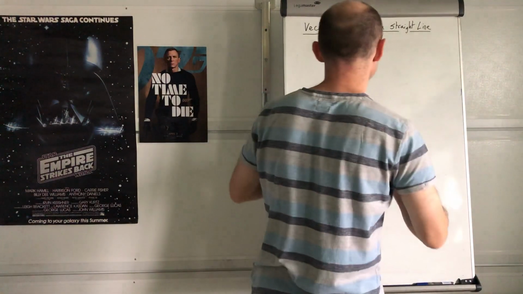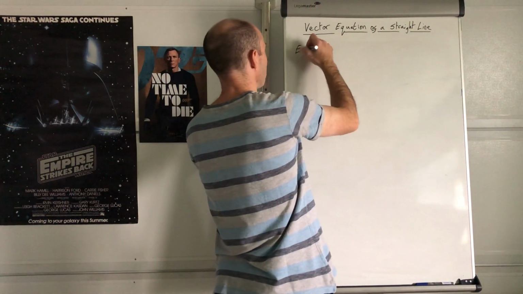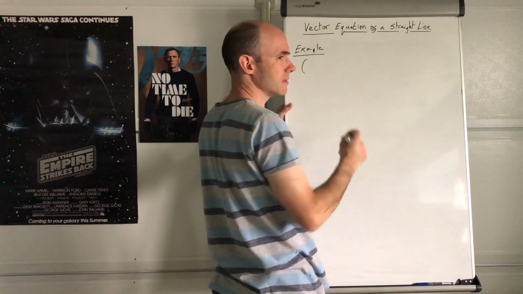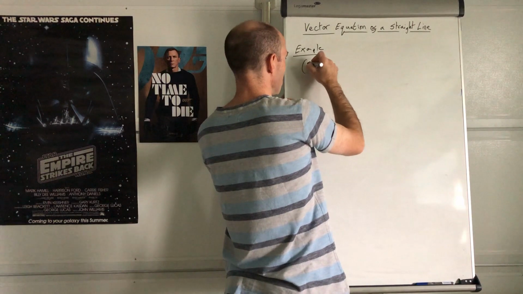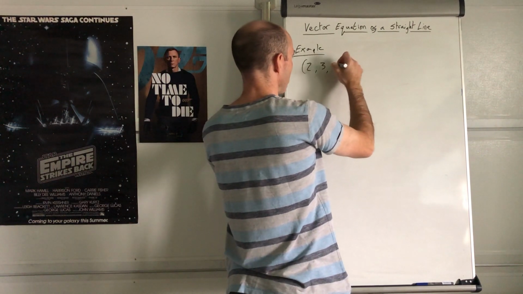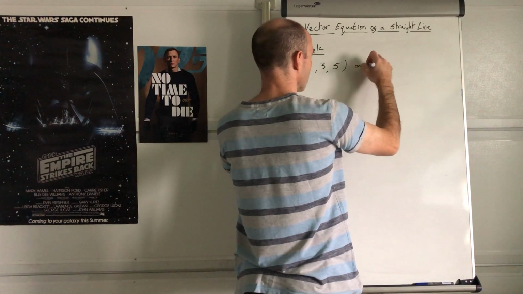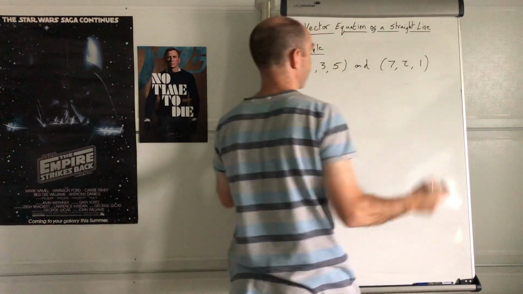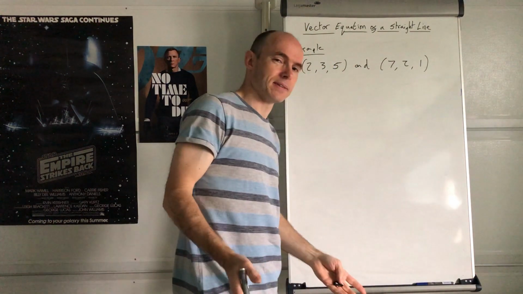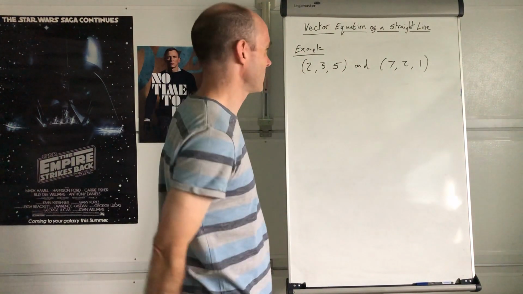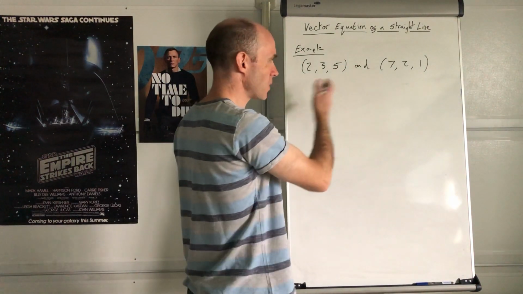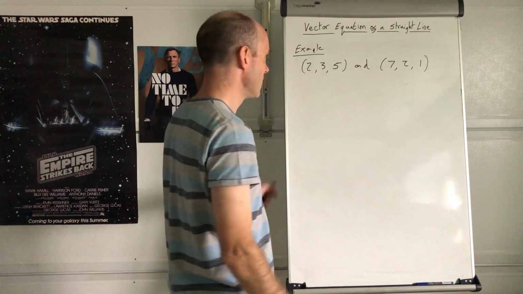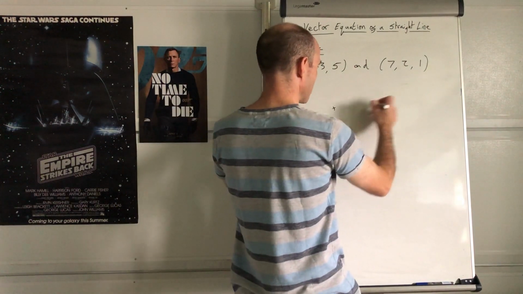So here's your example. I'll give you 2 points. I'm just going to make these up. 2, 3, 5, and the point 7, 2, 1. I don't know the answer to that, so I just made them up. What I'm going to do is find the equation of a line in vector form that goes through those points. Let's just draw a quick diagram to see what's happening there.